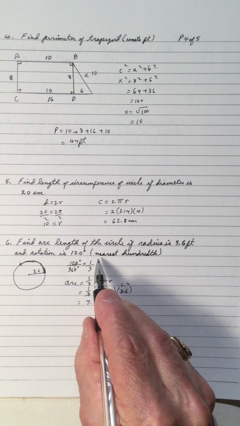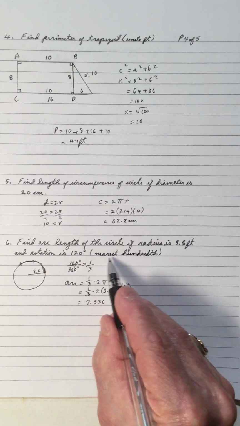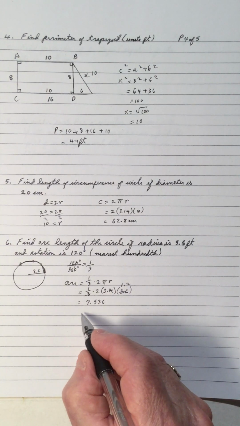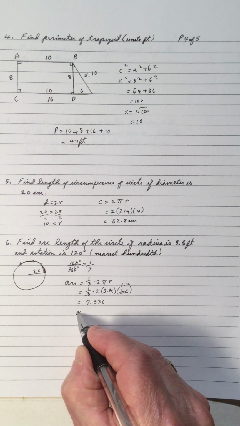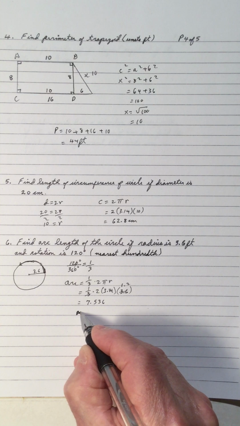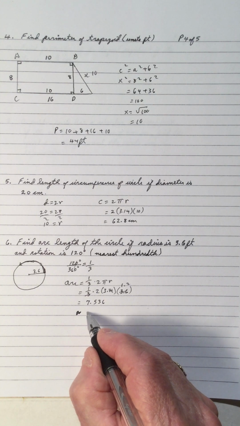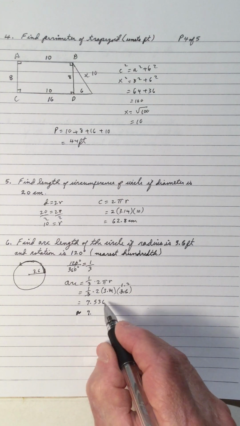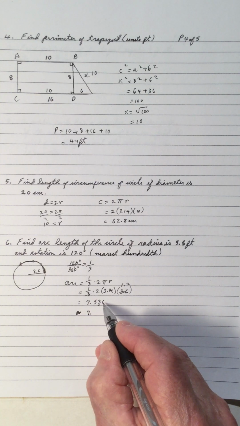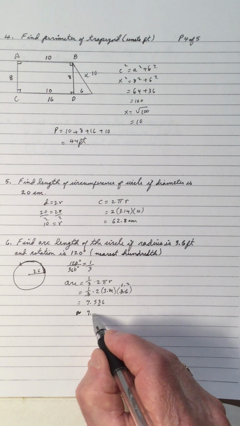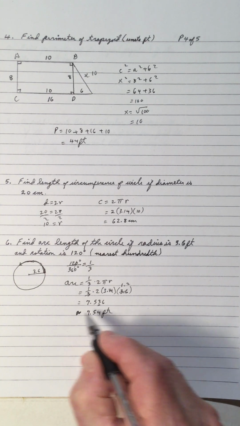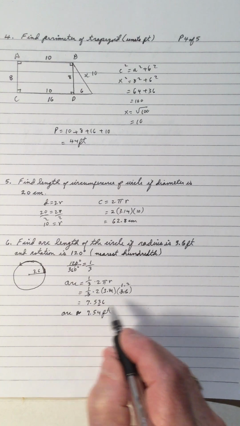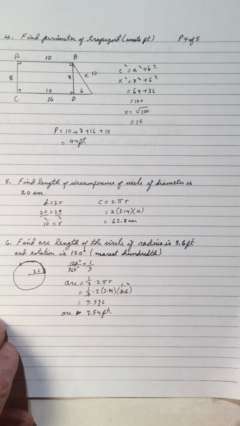7.536. And I said to the nearest hundredth, but I didn't read it out. So the arc length is approximately, use one wiggle here, approximately to the nearest hundredth. This is a 3 in the thousandths place. This is less than 5, so we don't add 1. So it's 7.54 feet. That's the length of the arc, approximately, to the nearest hundredth.